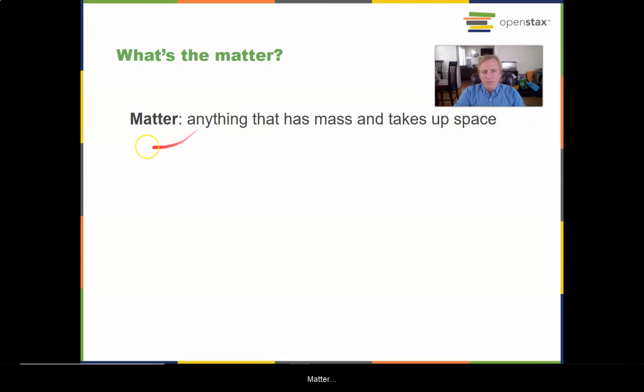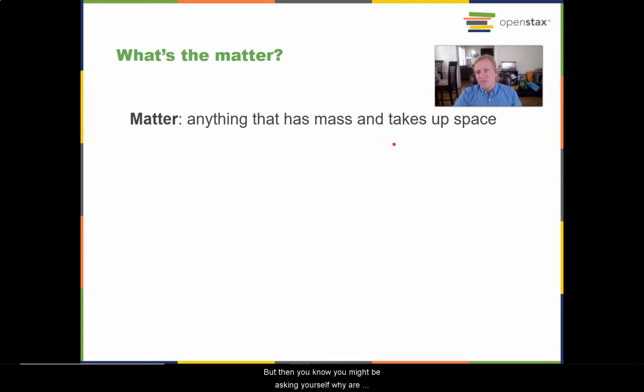So matter is anything that has mass and takes up space. So most of the things that you are aware of are matter. The computer or phone screen that you're looking at right now is matter. Much of the universe is matter. And what else is there apart from matter? Well, energy. Energy is not matter, so electromagnetic radiation is not matter. Gravity is not matter. Light is not matter.